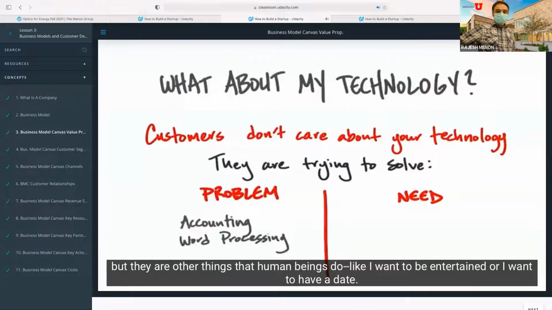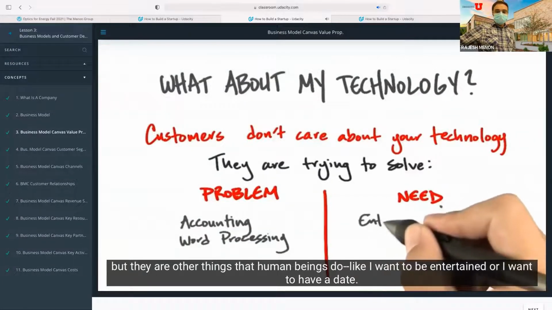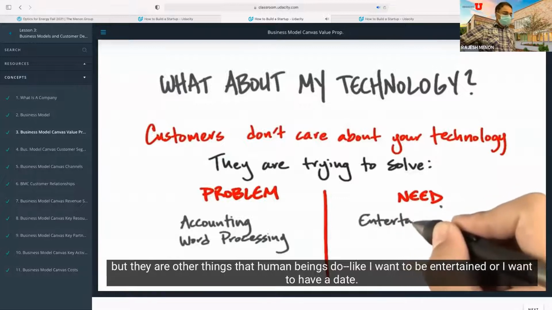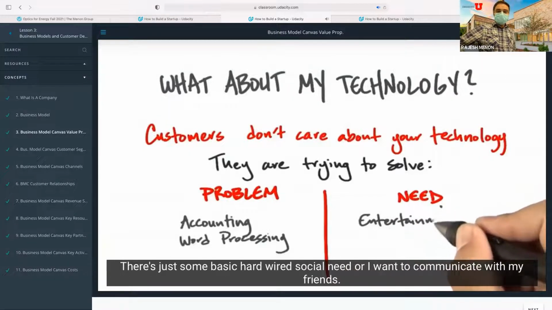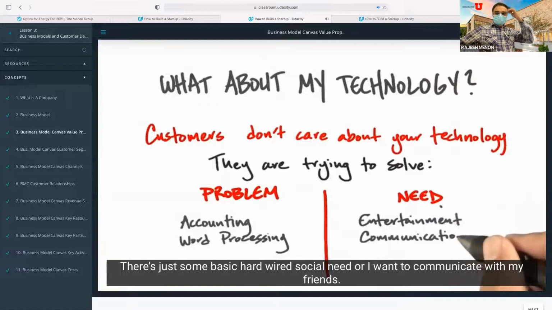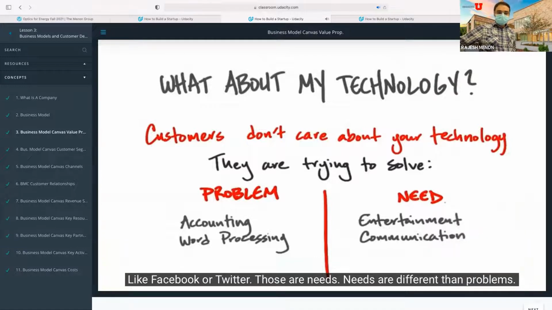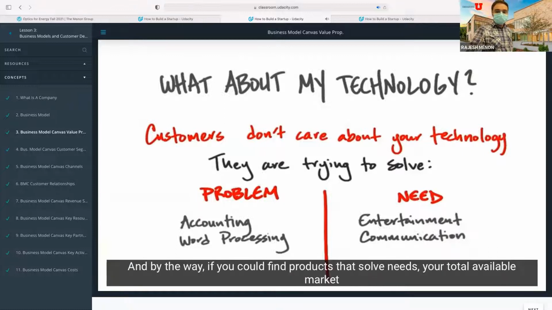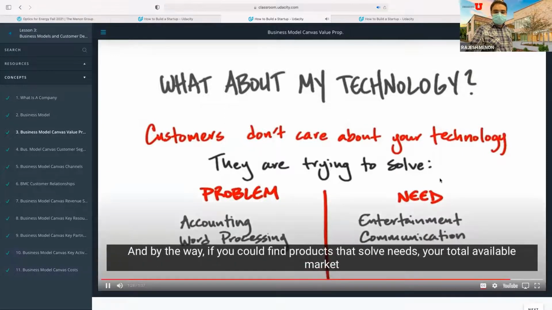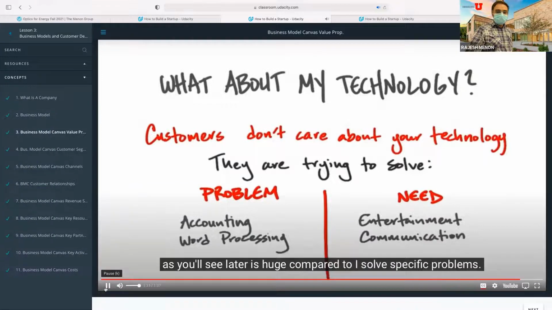But there are other things that human beings do, like I want to be entertained or I want to have a date. Those are some basic hardwired social needs. Or I want to communicate with my friends, like Facebook or Twitter. Those are needs. Needs are different than problems. And by the way, if you could find products that solve needs, your total available market, as you'll see later, is huge compared to products that solve specific problems.